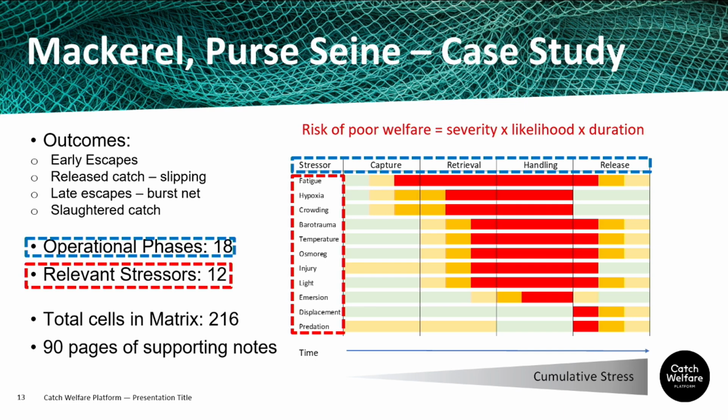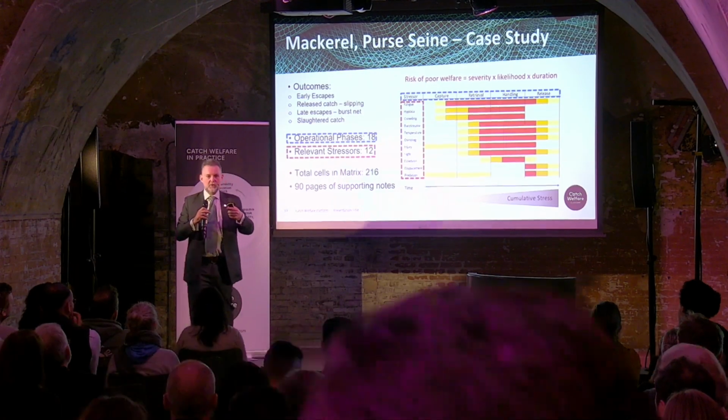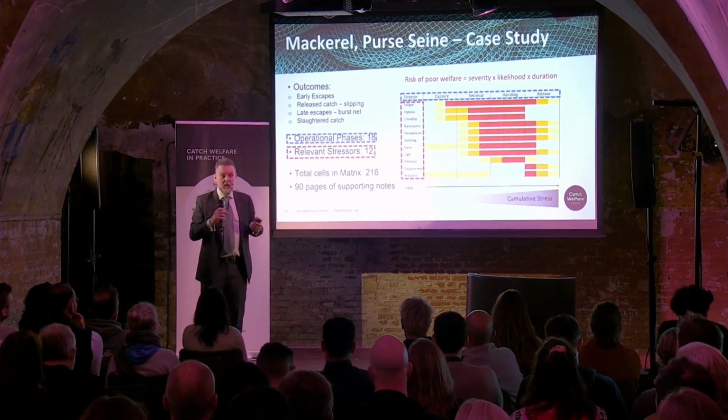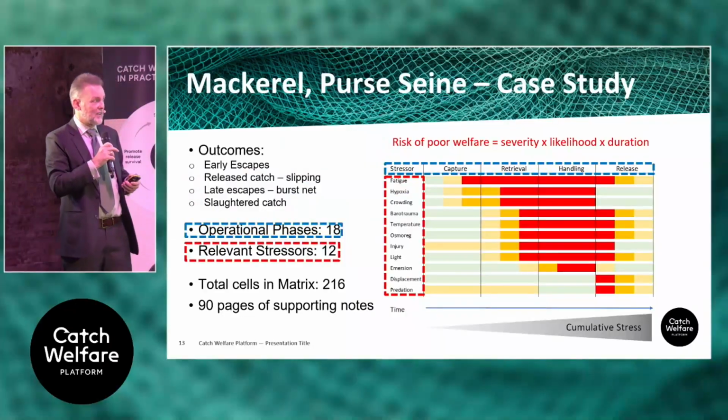So I generated 90 pages of supporting notes, just bringing in the relevant literature and why I chose particular values in each cell, just as a reference for myself, so I could go back and question myself, which I did often.